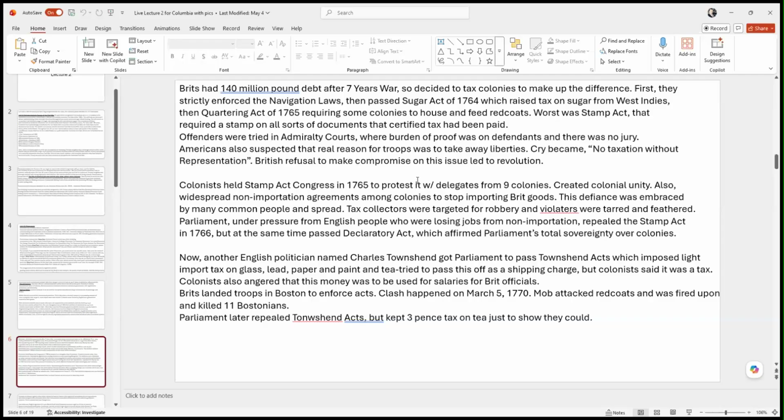I know you've heard this phrase before, but this begins the phrase you begin to hear in the colonies: no taxation without representation. In other words, the colonists wanted somebody from the colonies to represent them in Parliament in England, so they had a say in all this. And the British refused. They absolutely refused to make any kind of compromise on that.